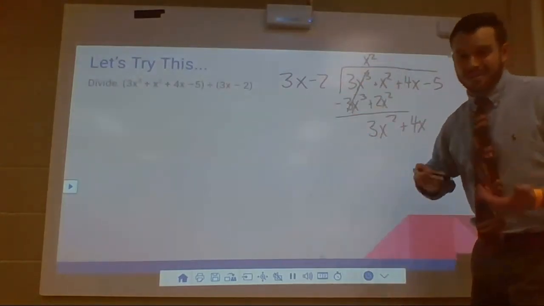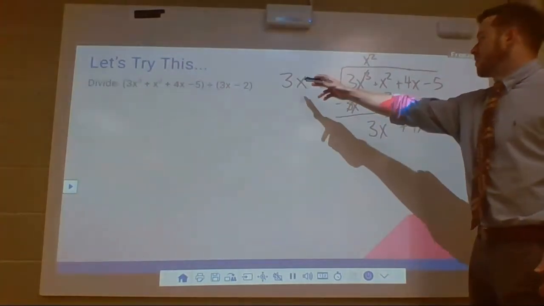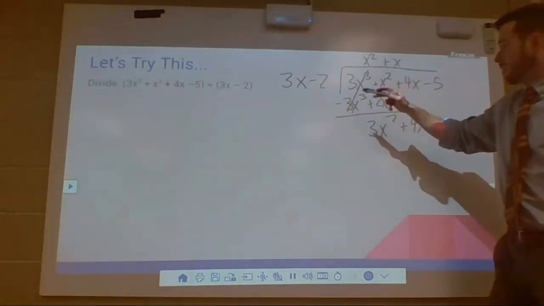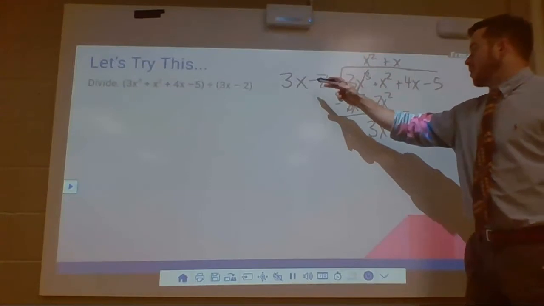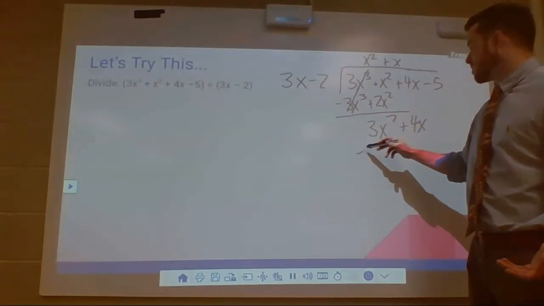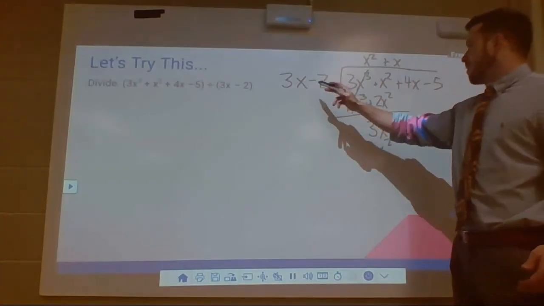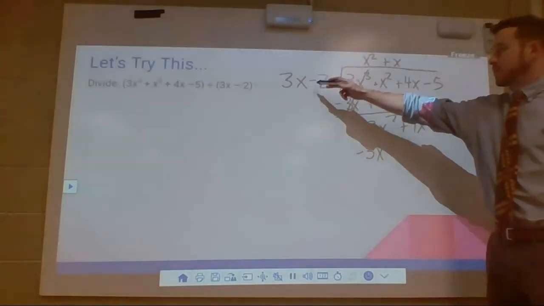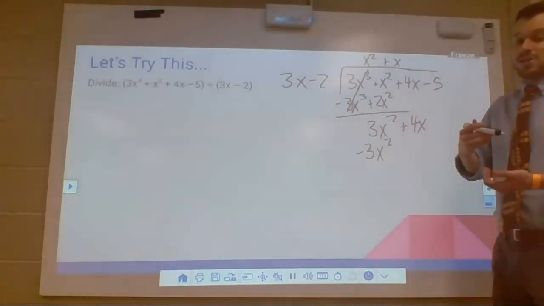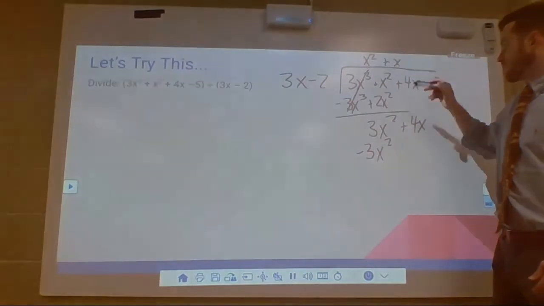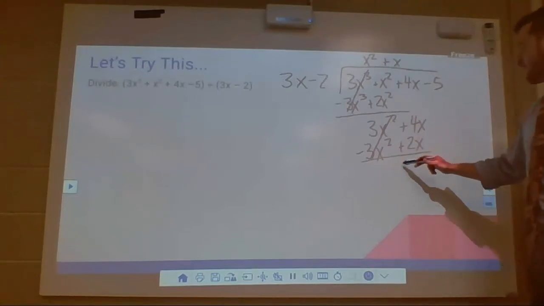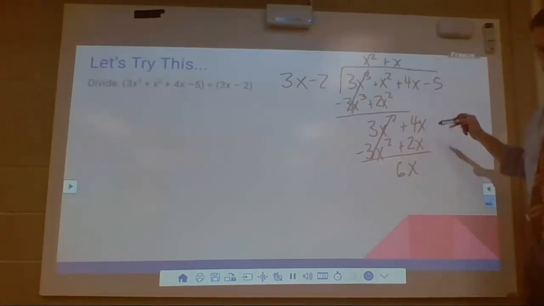All right. And then we're going to start that process over again. What do you multiply 3x by to get 3x squared? That's x. Good. All right. 3x times x is 3x squared. So then we're going to change the sign. 3x times x is 3x squared, so we're going to change it to negative 3x squared. And then we're going to say negative 2. We're looking at the negative 2 now. Negative 2 times x, that's negative 2x. But we've got to change that sign as well. Negative 2x will change to positive 2x. So that'll cancel out. 4x plus 2x is 6x. And then I'm going to drop down the minus 5.